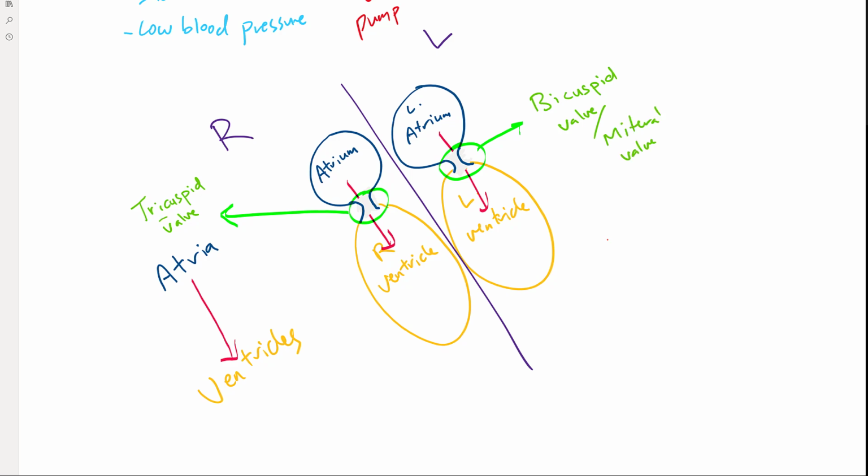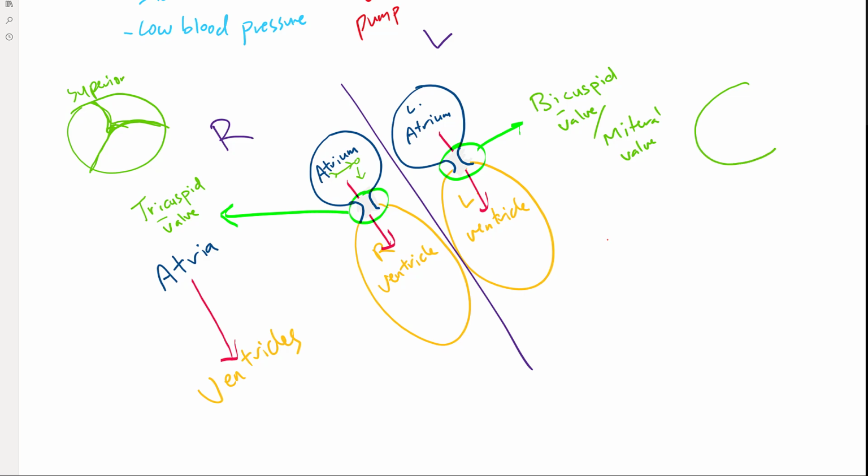Why do we call it tricuspid or bicuspid? Because the valve is made out of flaps. So if I am looking at the valve from above, like a superior view, for the tricuspid valve, this is what I'm going to see. This is 1 flap, 2 flaps, and this is the 3rd flap. Okay, so this is a superior view. So think of it, I'm standing like this and looking at the valve. This is what I'm going to see, the tricuspid.